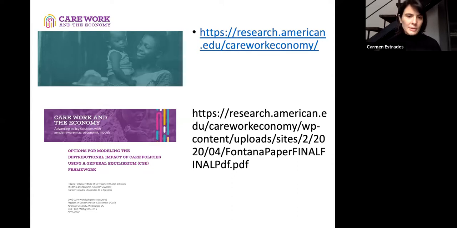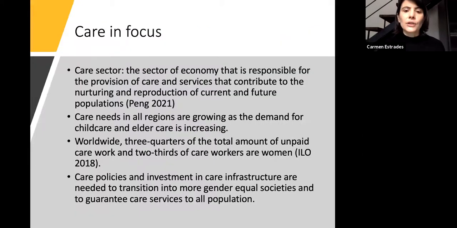This specific paper, which I'm going to talk about in this presentation, focuses on analyzing possible extensions to CGE models in order to analyze care in any country. So the idea is to open the discussion to be able to adjust CGE models and adjust social accounting matrices to analyze care in any country.